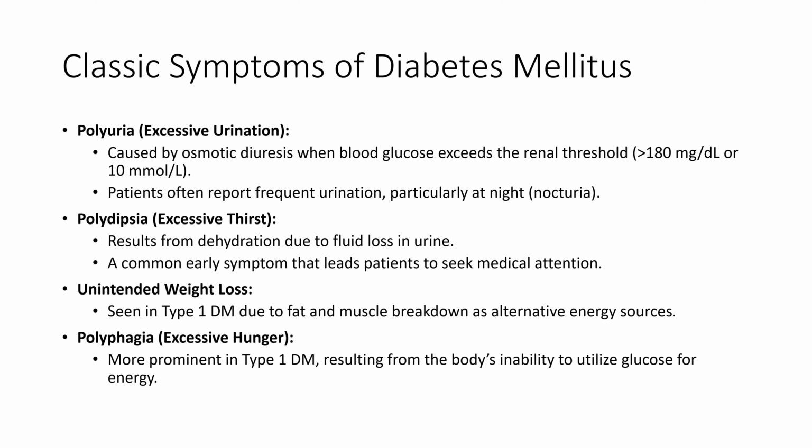Other symptoms include blurred vision from high sugar levels affecting the eye lens, feeling tired all the time because sugar isn't being used well, and frequent infections like yeast infections or urinary tract infections. These infections happen because high sugar levels make it easier for bacteria and fungi to grow, and the immune system doesn't work as well.